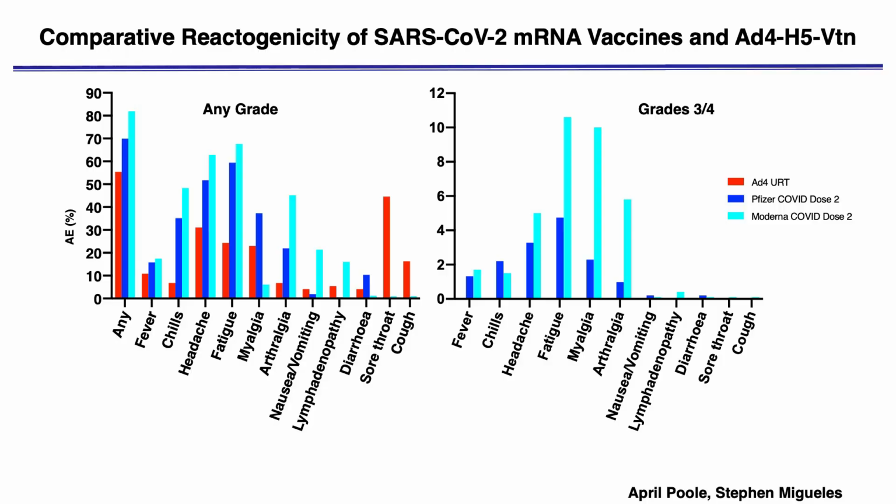In terms of safety, we have not thus far seen anything above a grade 2. We see a couple of things like sore throat and cough that are specific to intranasal administration of a vaccine platform, and a few of these other AEs, but nothing above grade 2, compared to Moderna and Pfizer mRNAs, which can give you grade 3 and grade 4.